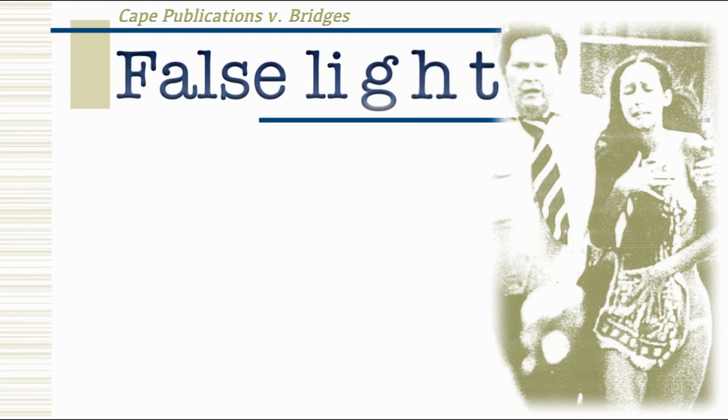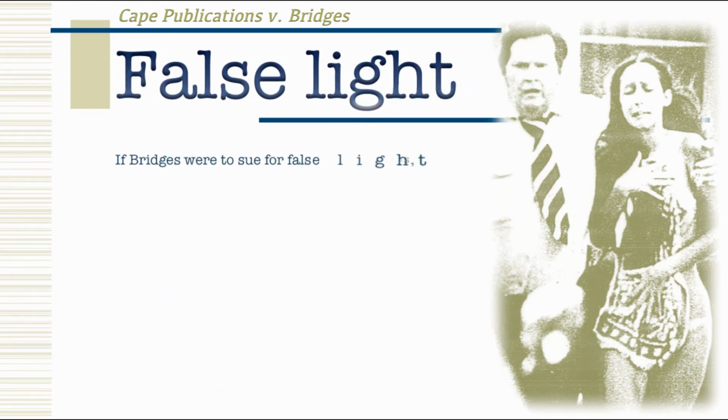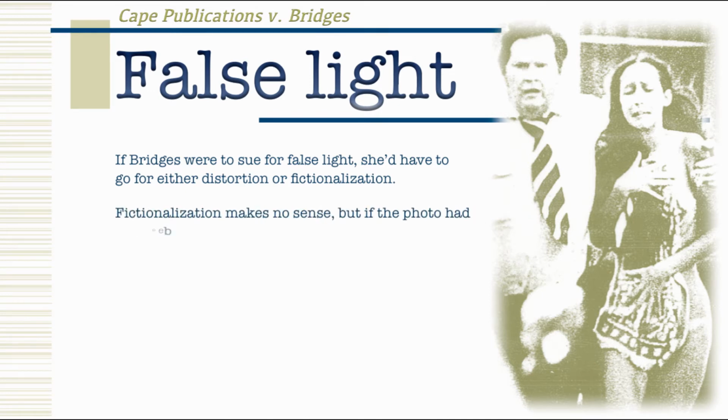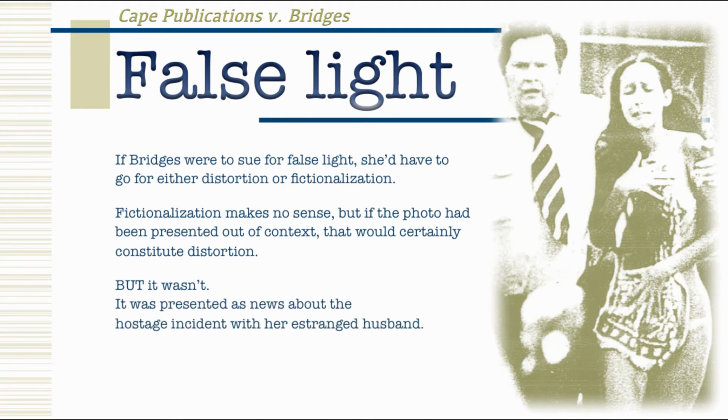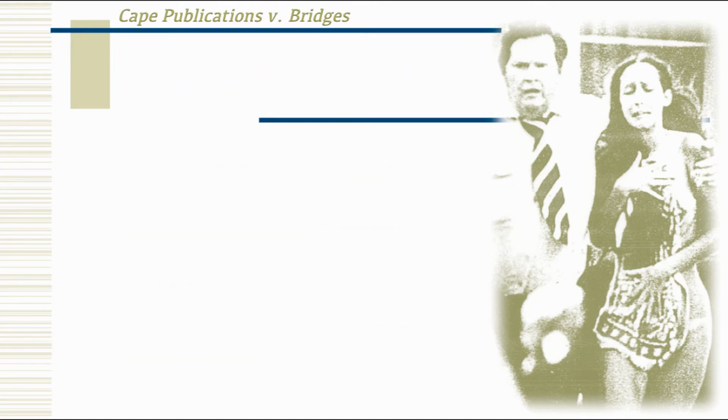If Bridges were to sue for false light, she would have to go for either distortion or fictionalization. So when you do these scenarios, as I said in the screencast, I want you to tell me which one is more applicable. Distortion, something that's out of context, or just straight up fictionalization. In this one, fictionalization makes no sense. But if this photo had actually been out of context, that would be distortion. Of course, we know it wasn't. It was presented as the news of the day. There's no way she has false light. So again, look at the elements. I've actually said whether it's distortion or fictionalization, explained that with complete sentences, and explained why she doesn't have it.